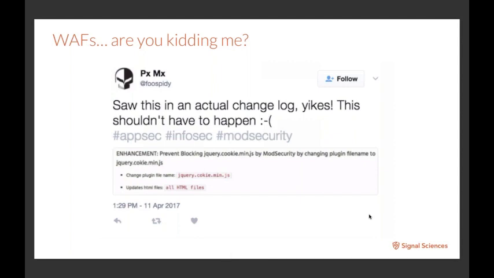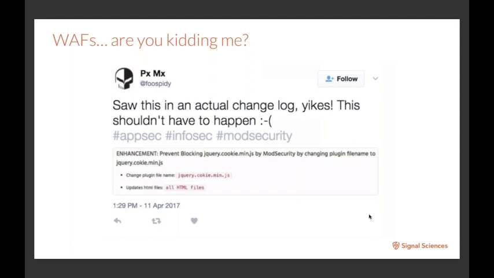This was just a funny example I tweeted about a long time ago. So I was looking for something on GitHub. I can't remember what it was, but I came across this commit entry where it says enhancement, prevent blocking jQuery cookie.min.js by mod security by changing plugin file name to jQuery cookie with one o.min.js.